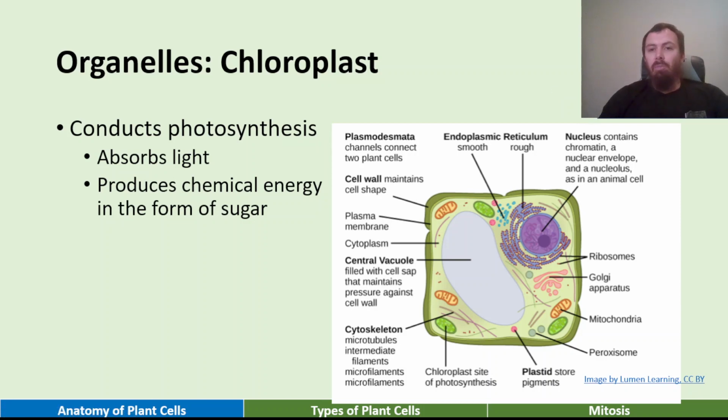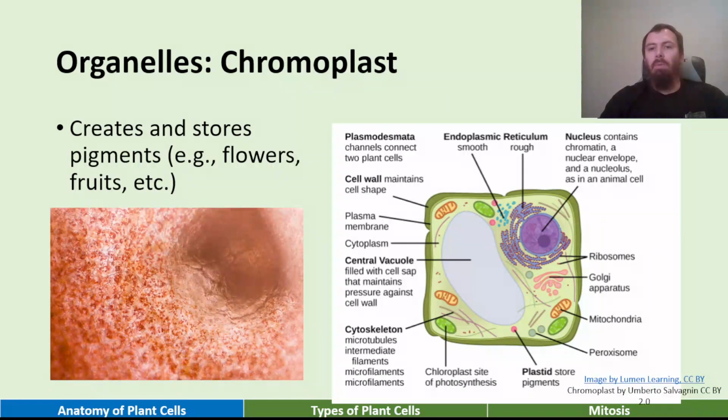They're going to absorb light and produce chemical energy in the form of sugar. So they're taking light in, and they're going to make sugars out of it. So it's basically, in some context, the opposite of a mitochondria. Mitochondria is going to take in sugar and produce energy. The chloroplast is taking in energy and producing sugar.